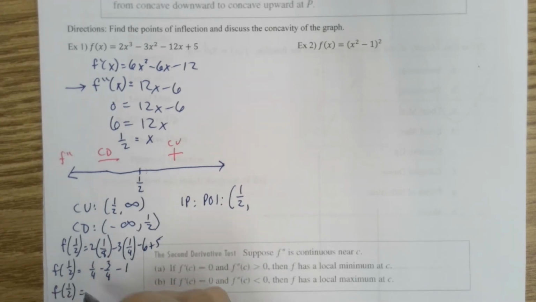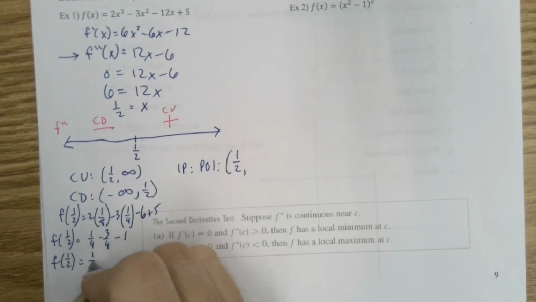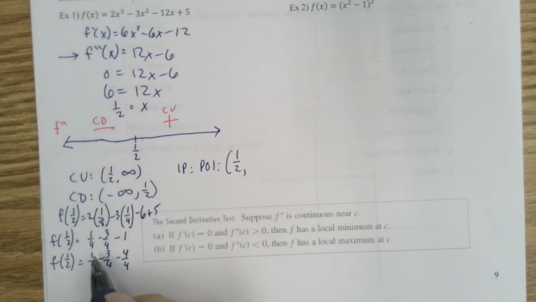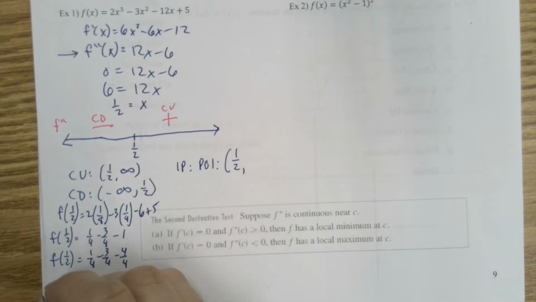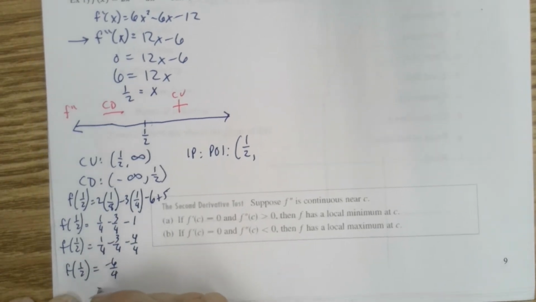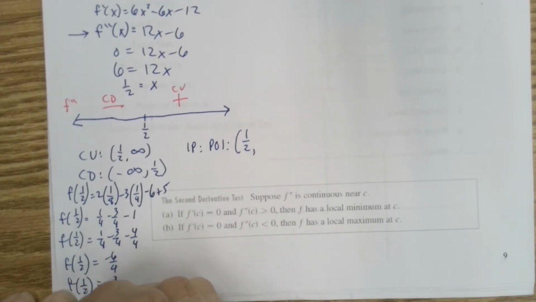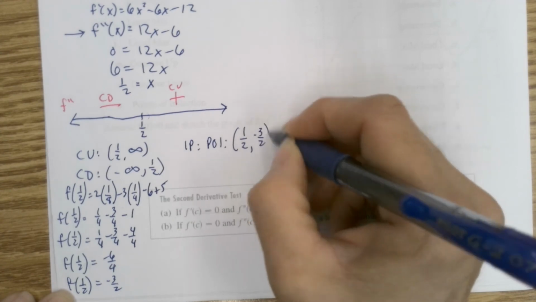If you want to find a common denominator, great. If you want to go mixed fractions, that's okay too. I'll go ahead and find a common denominator. So 1/4 minus 3/4 minus 4/4. So 1 minus 3 is negative 2, minus 4 is negative 6/4, which is negative 3/2. So my inflection point has a y-value of negative 3/2.